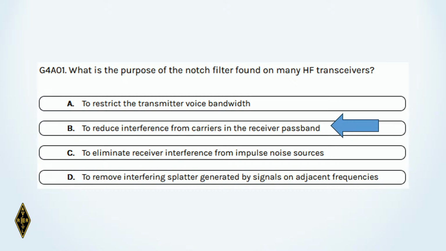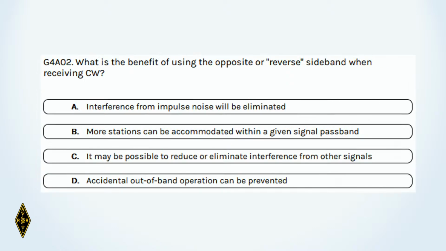Notch filters remove carriers from your receiver passband, which sound like whines or beat frequencies. The answers are right there. You can do it. Now hang in there. So what is the benefit of using the opposite or reverse sideband when receiving CW?